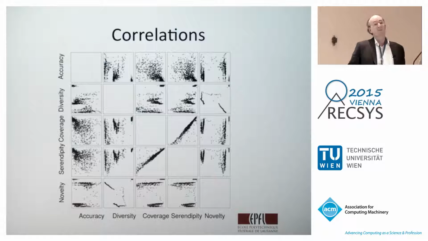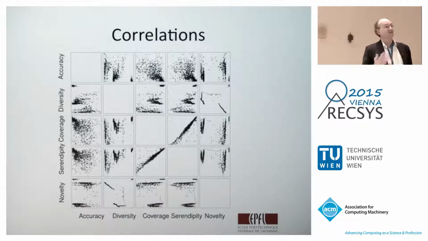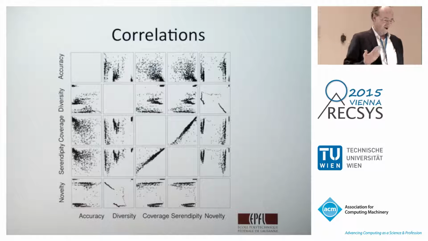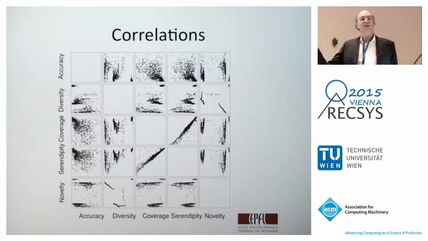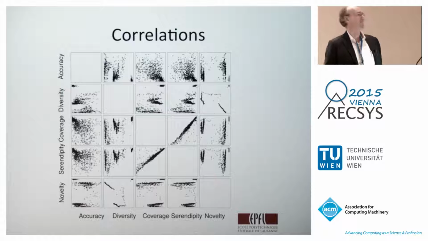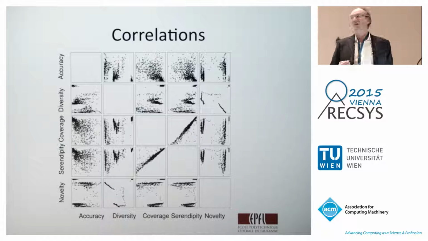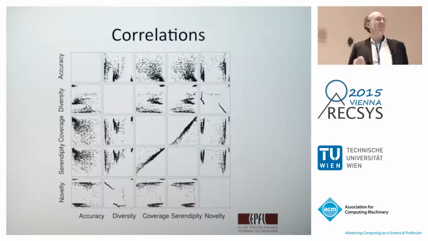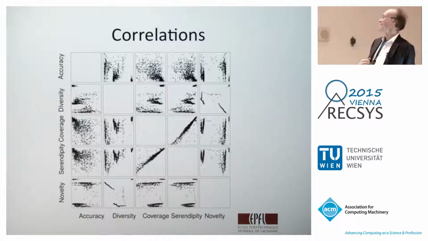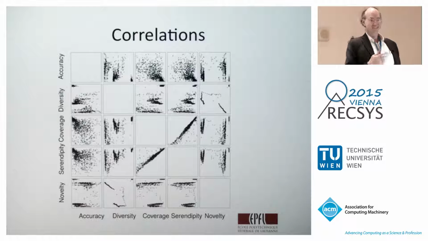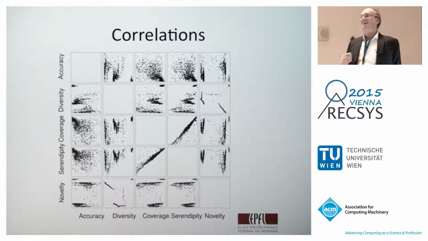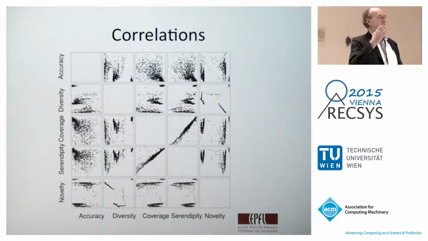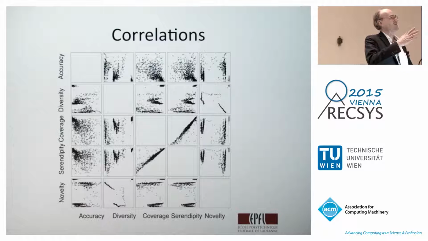Now the question is, which of these metrics actually predict online performance? And maybe I can make a little test. So who thinks that accuracy is the best predictor? Nobody, I see. Diversity? Coverage? Serendipity? And novelty? Okay, so it's quite divided. You don't really know. And most of you don't think it's accuracy.